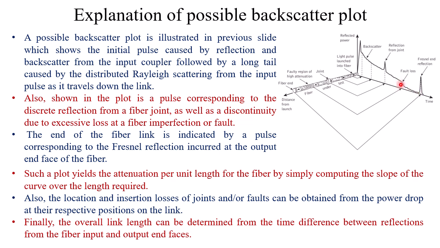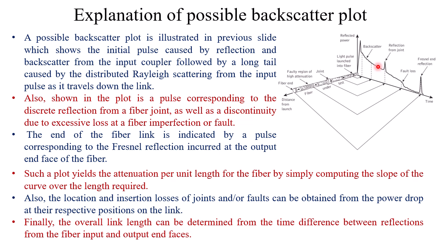So this indicates the fault loss, and at the end of the fiber we have Fresnel end reflection. We have a large reflection at the end of the fiber, so once we get this large reflection, we come to know that we have reached the end of the fiber. By observing the nature of these spikes and the nature of this slope, we can determine different kinds of parameters or different kinds of problems or faults present in the fiber.